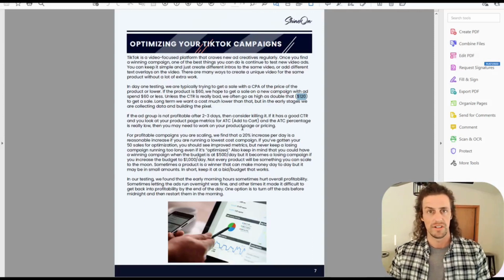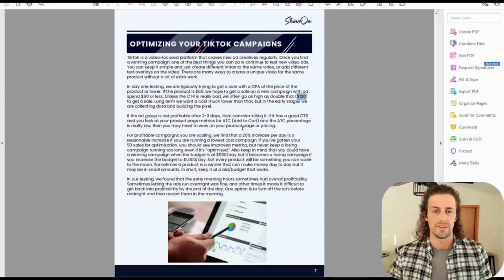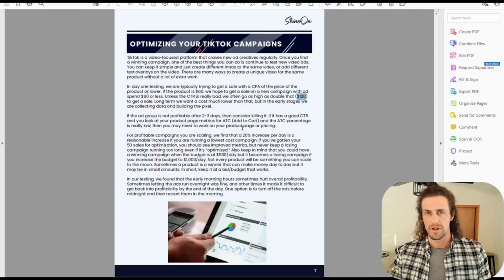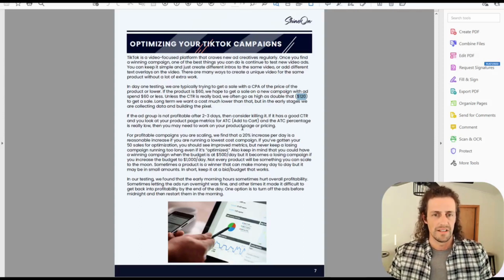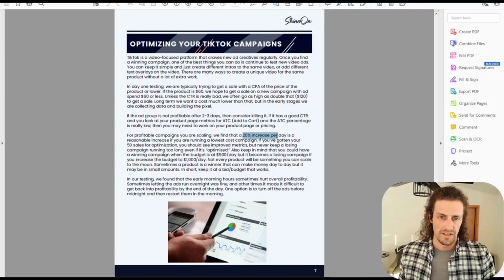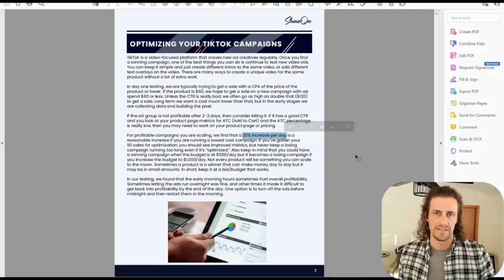Let's say the click-through rate's really good. People obviously are resonating with the video and they're clicking over, but maybe they're not adding to cart. Maybe the price point is a little high, or maybe something is throwing them off on the product page. So look at each of those metrics along the way. And in some cases, if you have a really high click-through rate, but the cost per action seems a little bit high, just consider your targeting too on the front end in the campaign itself. Make some adjustments, try a few different things. If you are running a lowest cost campaign, again, a 20% increase is pretty reasonable per day if it's doing well.